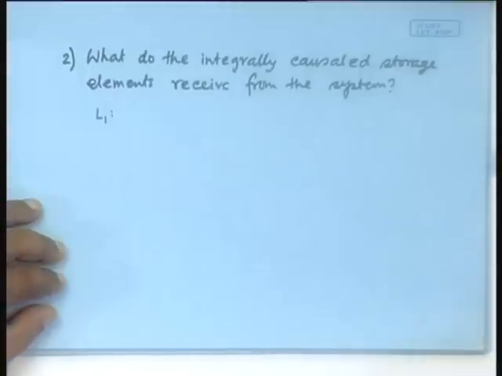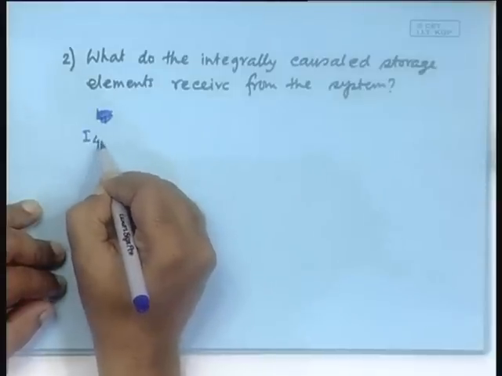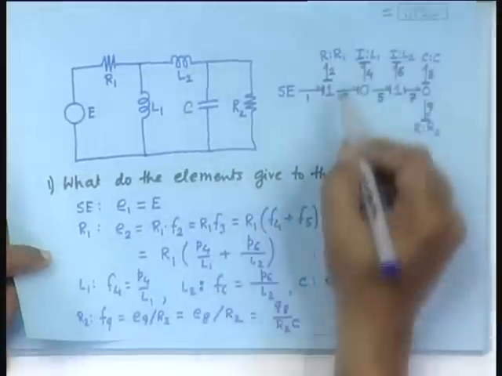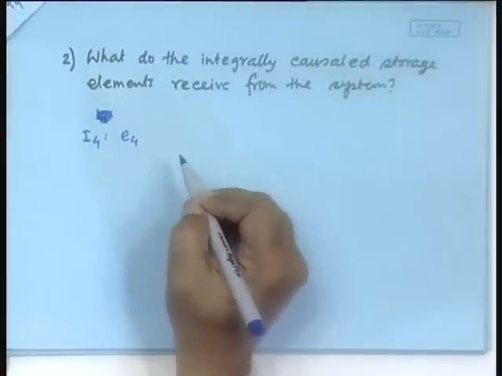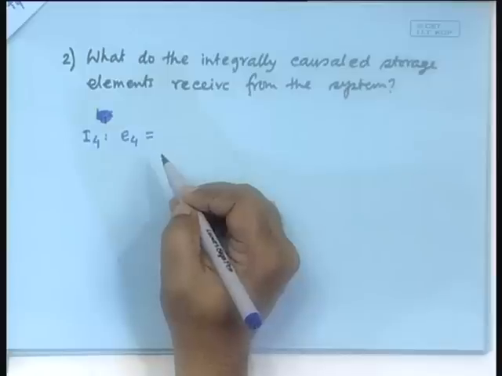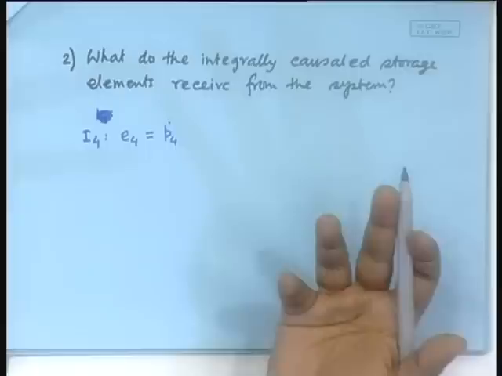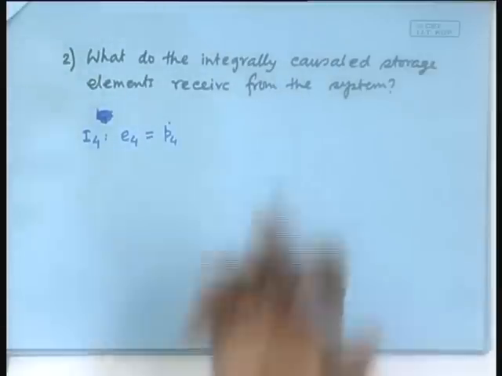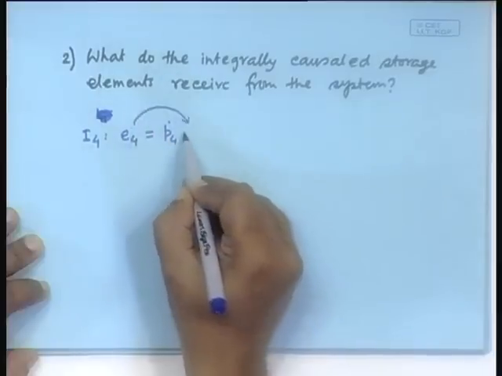Or basically it is better to write that I am asking the question with respect to the I element connected to bond 4. What is it received from the system? E4. So, we will say it is E4, and E4 is equal to P4 dot. That is the character of any integral or inertial element, that the effort is the P4 dot. So, we bring this to this side, P4 dot is equal to E4.